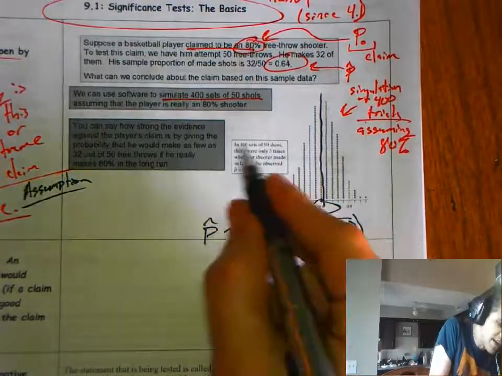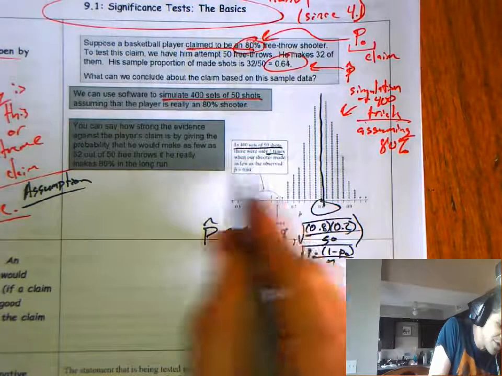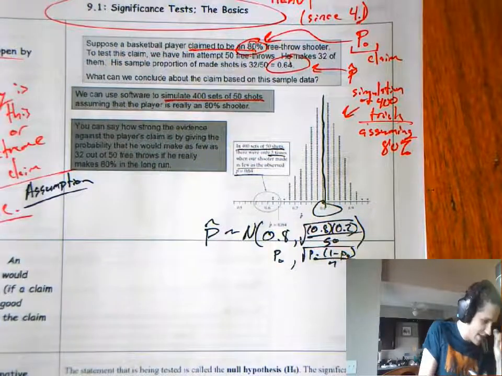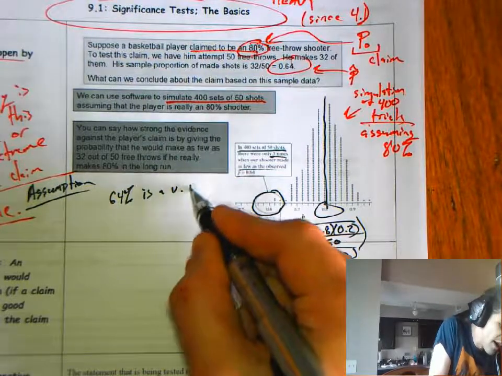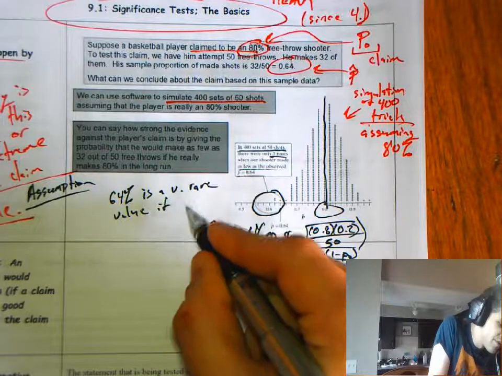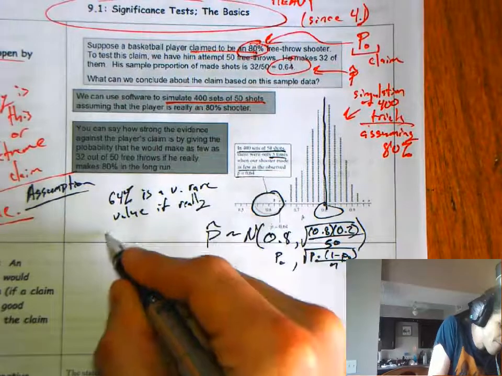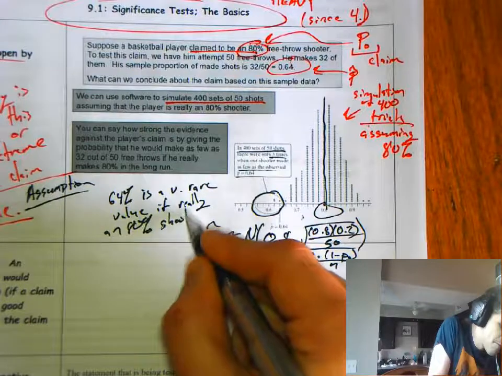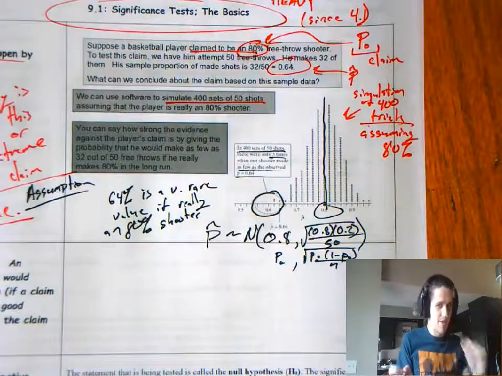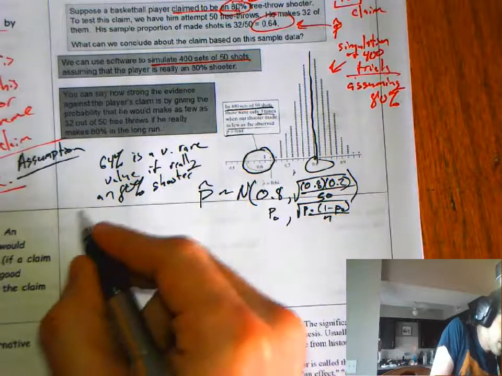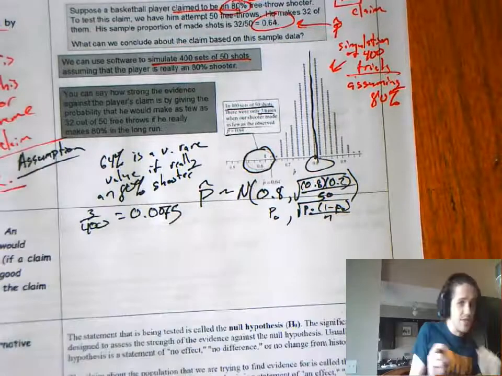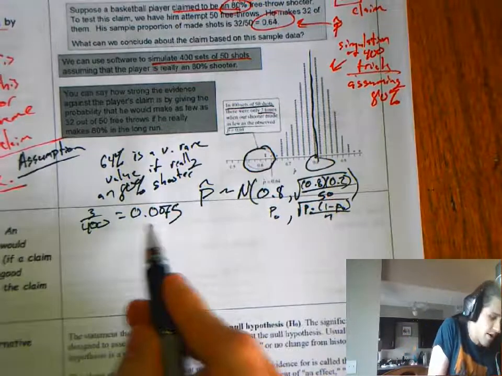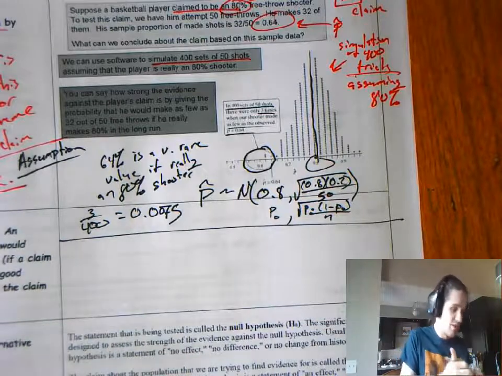You shot 64%, and we say in the 400 sets of 50 shots, there were only 3 times when our shooter made as few as the observed 64%. So what's the idea here? The idea here is that 64% is a very rare value if they are really an 80% shooter. That is, you wouldn't get a value this often, very often, if you were really an 80% shooter. You'd get it something like 3 out of 400 times. So that 3 out of 400, that's something that's going to happen about 0.0075 of the time. This is rare. This is rare.